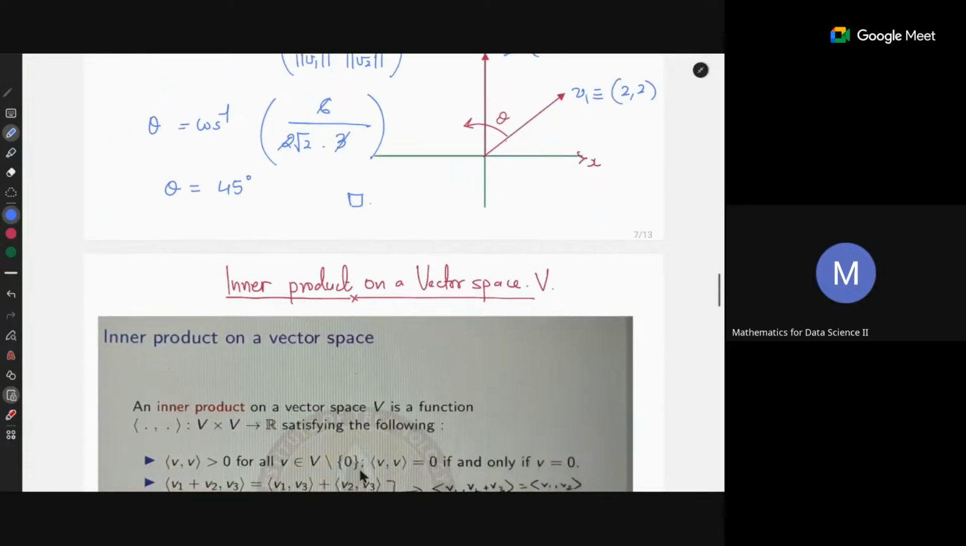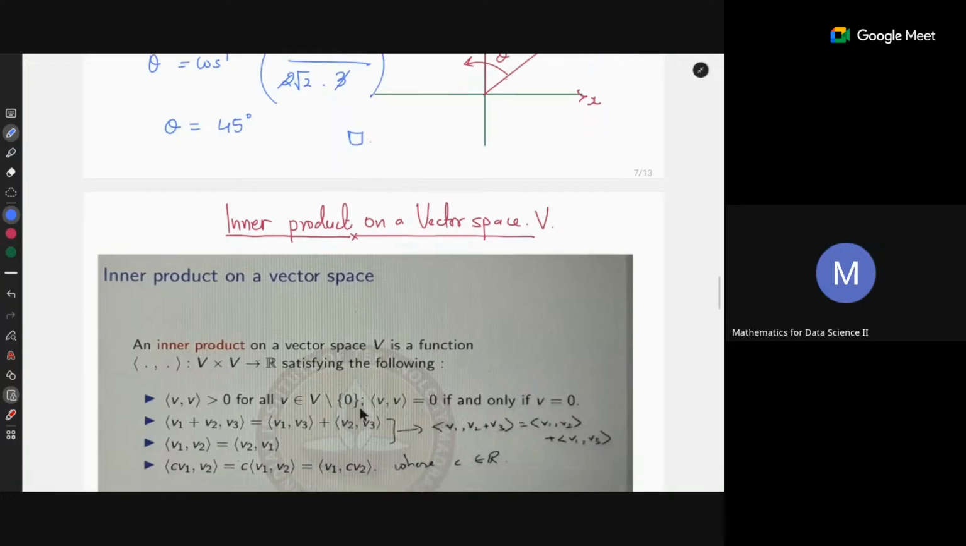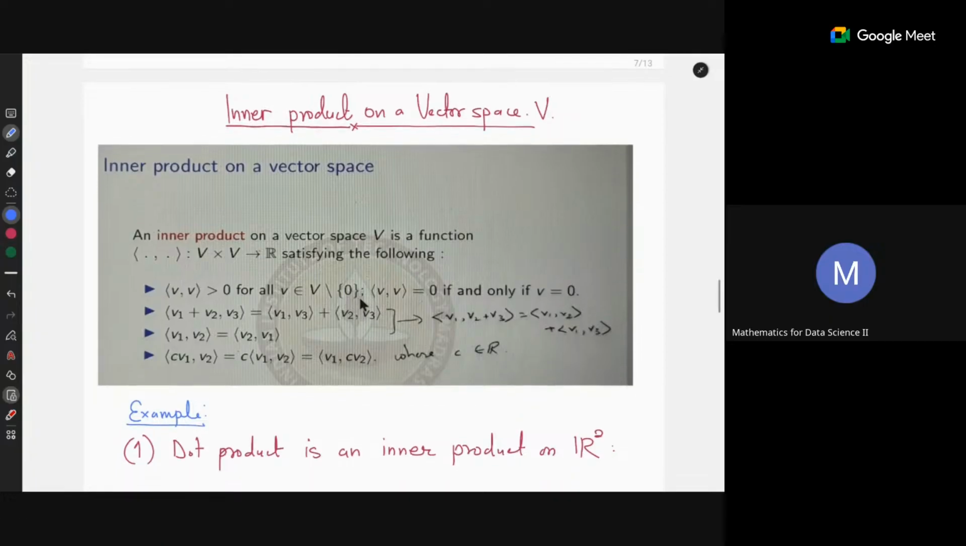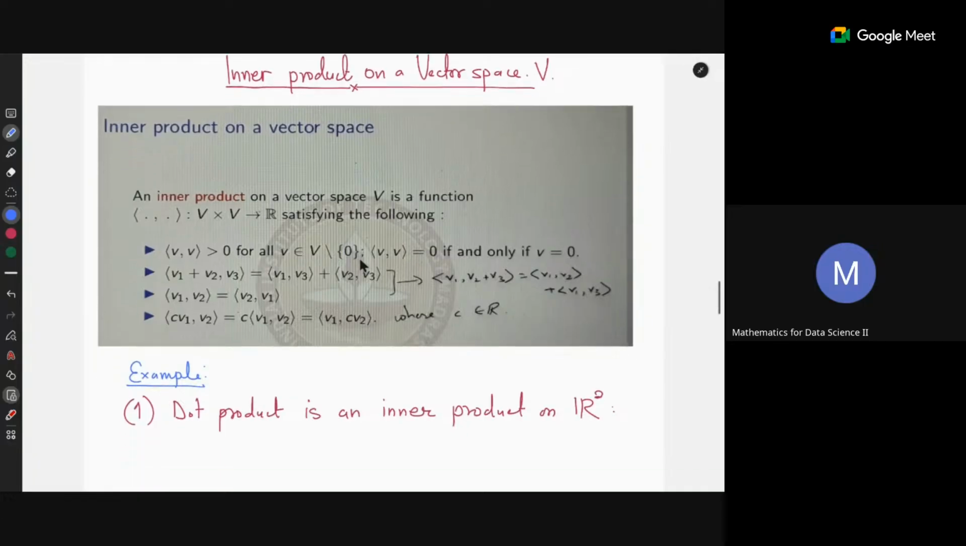Now this concept of dot product can be generalized into a general vector space. In particular, you can think of a dot product as a function applied on two vectors that gives you a real number. Similarly, you can define an inner product, which is a function on the Cartesian product of two vectors of the vector space and gives you a real number back. But this needs to satisfy certain properties. What are those properties?